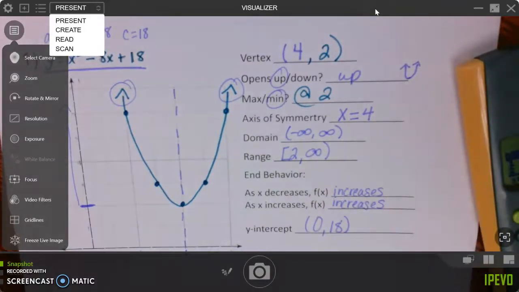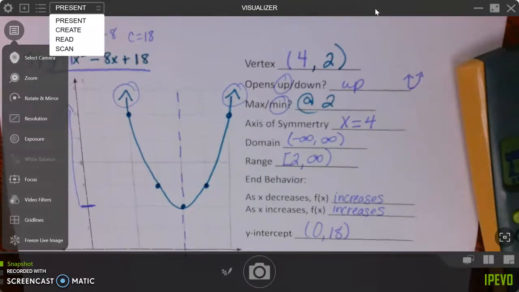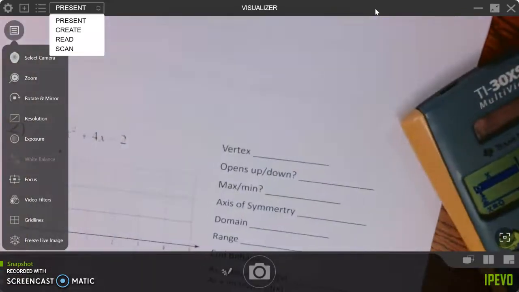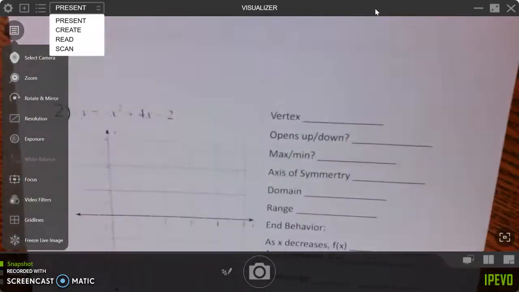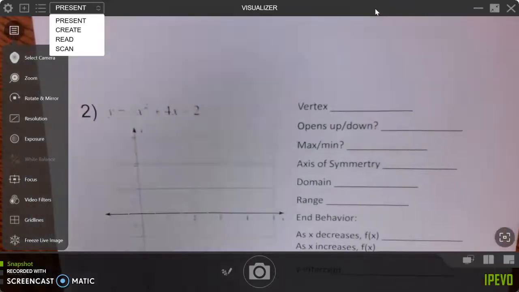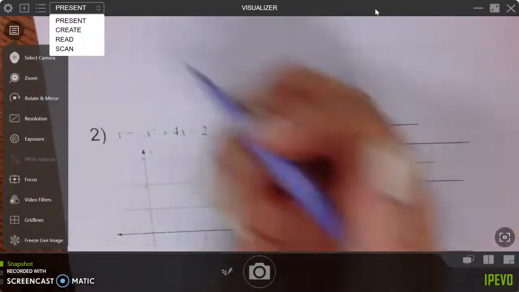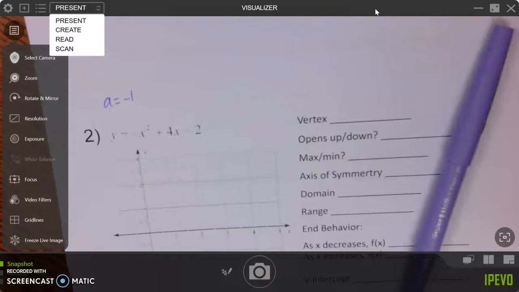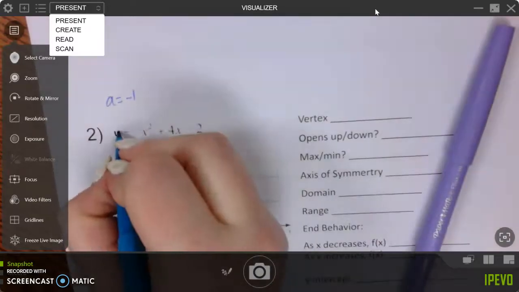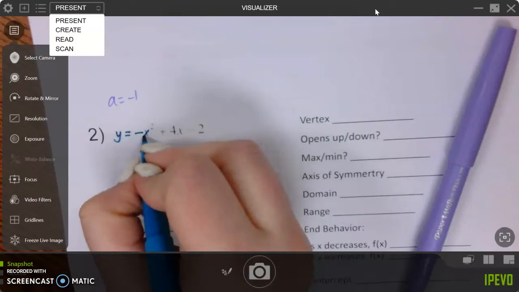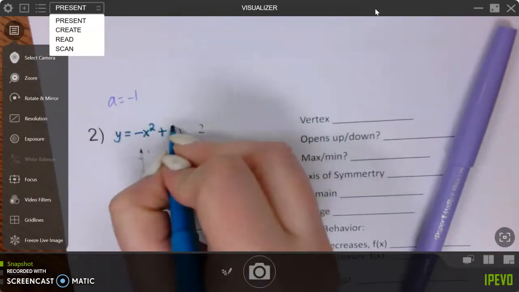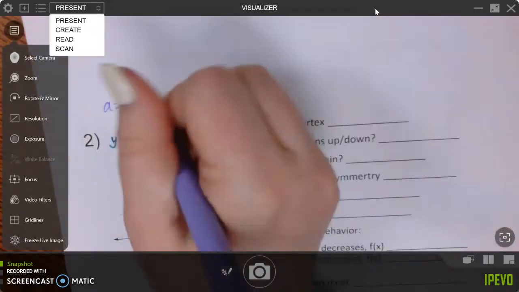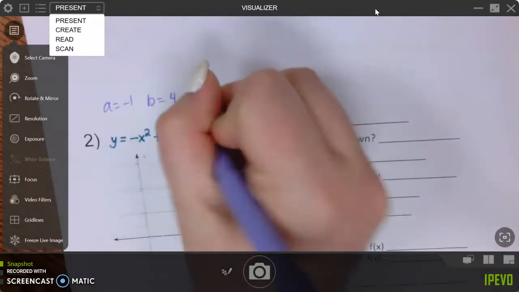Okay, we're going to do one more example, and then you're going to try the other two. All right, so let's look at number 2. Okay, so first things first, let's figure out what A, B, and C are. A should be -1. Let me write this in so you can see it. Your equation is y equals -x squared plus 4x minus 2. A is negative 1, B is 4, C is negative 2.